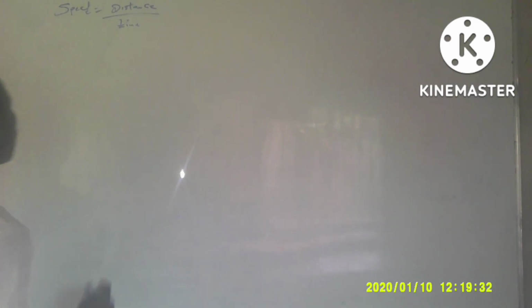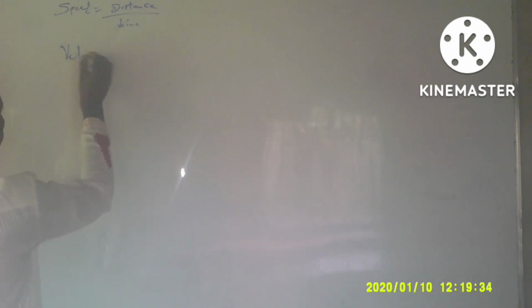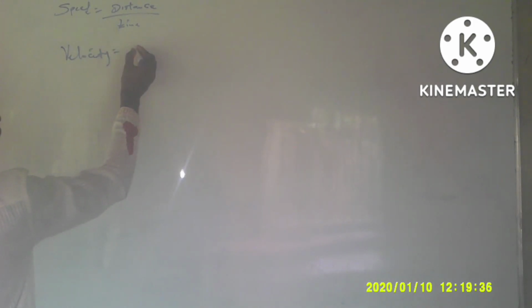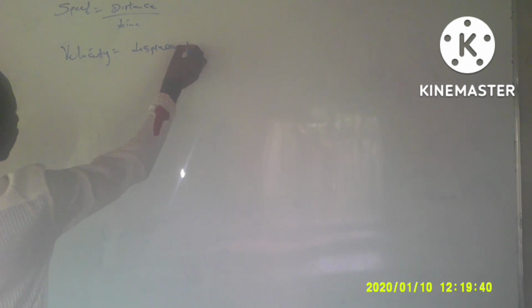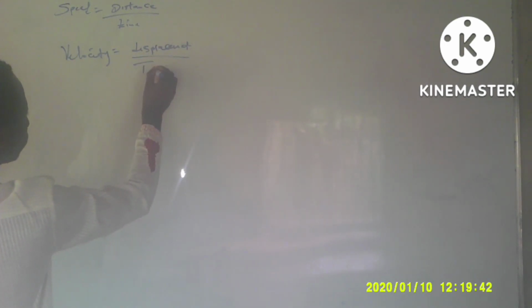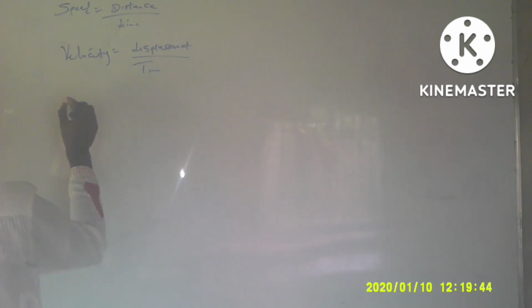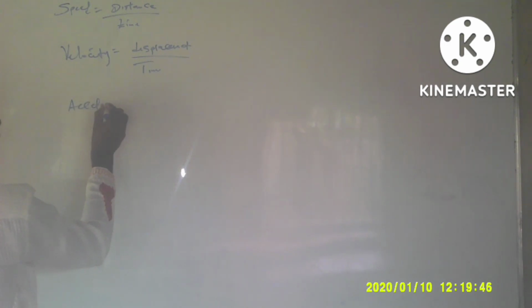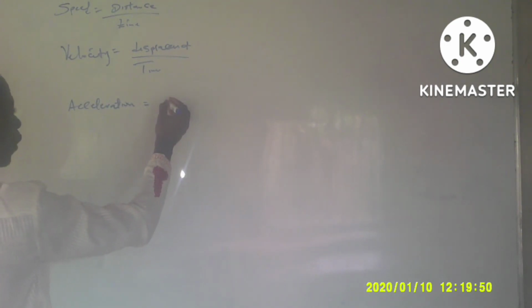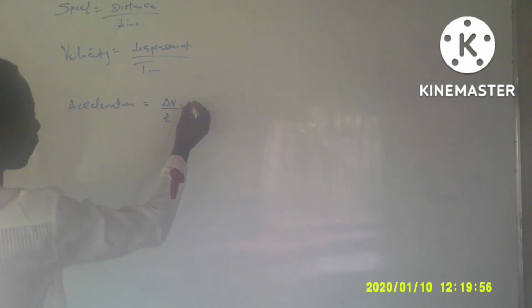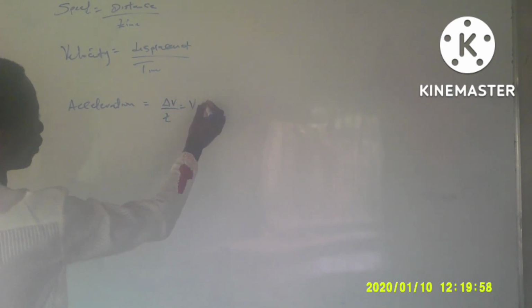Speed is distance over time. We have velocity. Velocity is displacement over time. We have acceleration. Acceleration is the rate of change of velocity. We have change in velocity over time, which is final velocity v minus initial velocity u, over time t.